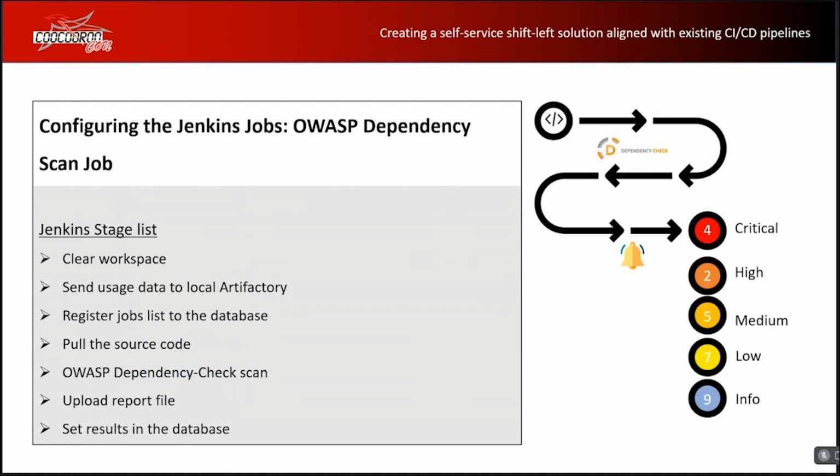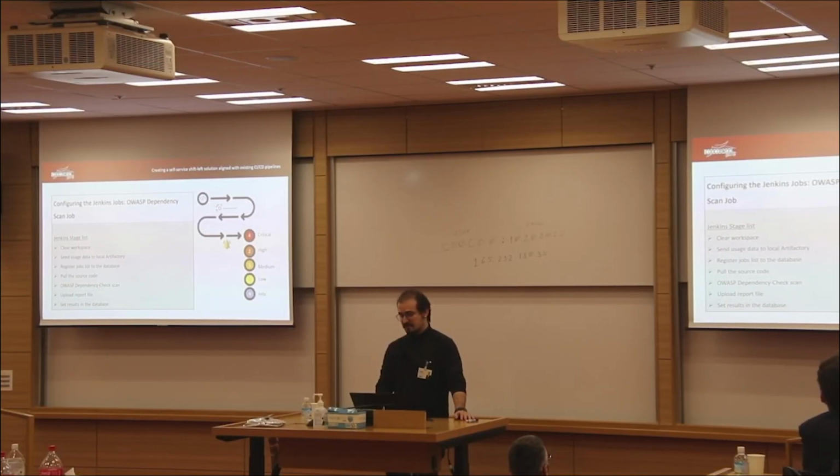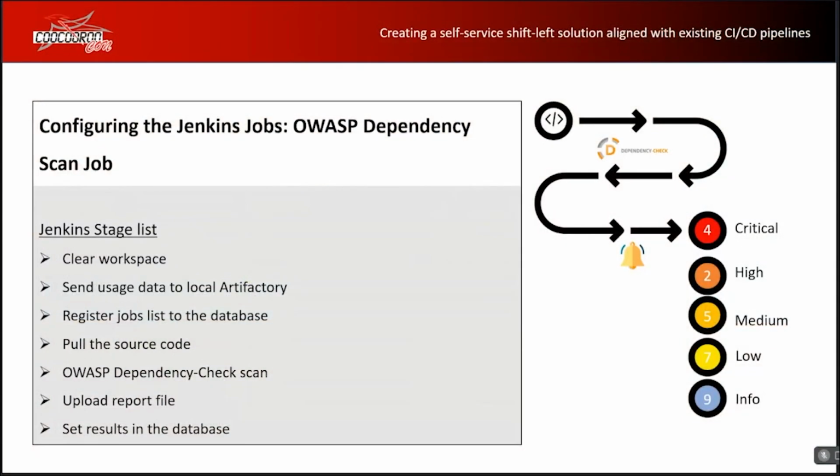The OWASP dependency scan job is similar to the Sonar scan job, but with a few differences. Same as the other job, it clears up the workspace, runs the bash script, sends a post analytic data request, and registers the job to the database list. The difference compared to Sonar scan is that we ask for the git URL of the project instead of the tar package, because we don't need binaries. We just need the dependencies, where they are located, or the git URL is enough for us to run the software composition analysis scan.